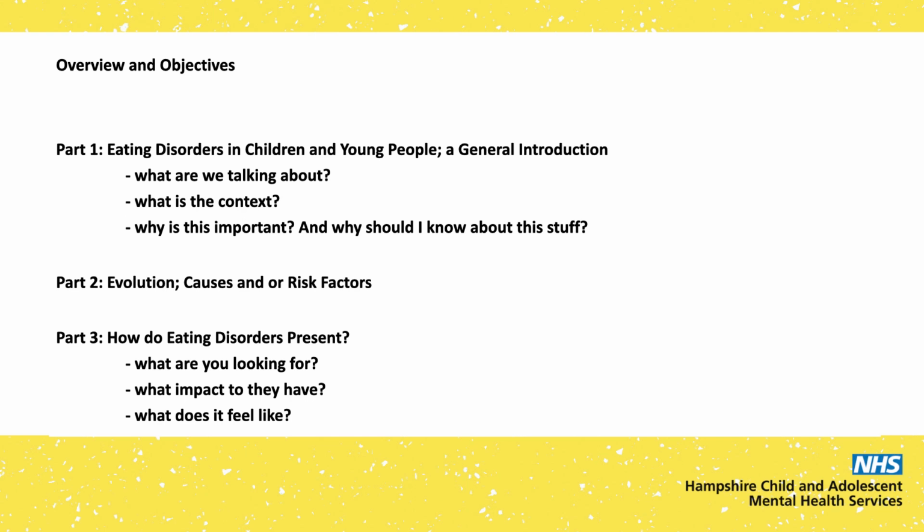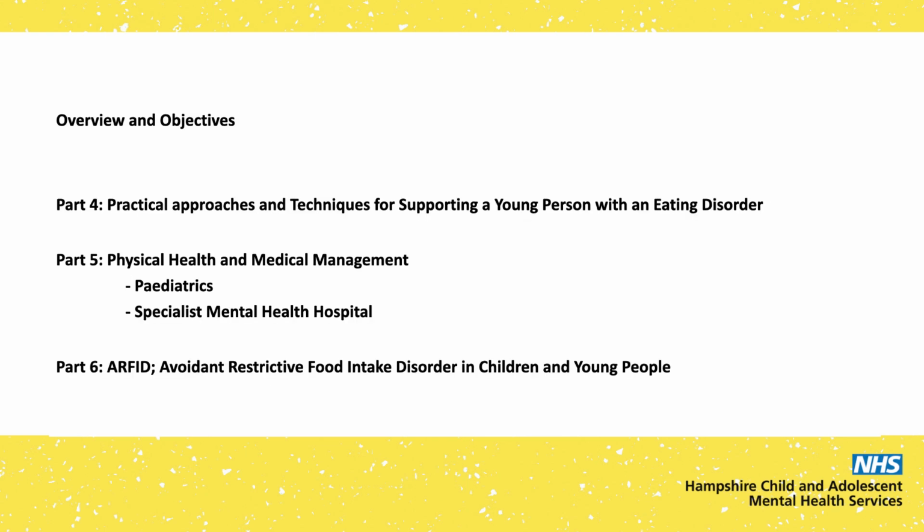So what are we looking for, what impact do they have, and what does it feel like to have an eating disorder? Part 4 will be focusing on the practical approaches and techniques for supporting a young person with an eating disorder. Part 5 will be considering the physical health and the medical management. We'll be thinking about the role of paediatrics and the role of specialist mental health hospital provision. Part 6 is ARFID, that is, Avoidant Restrictive Food Intake Disorder in children and young people.